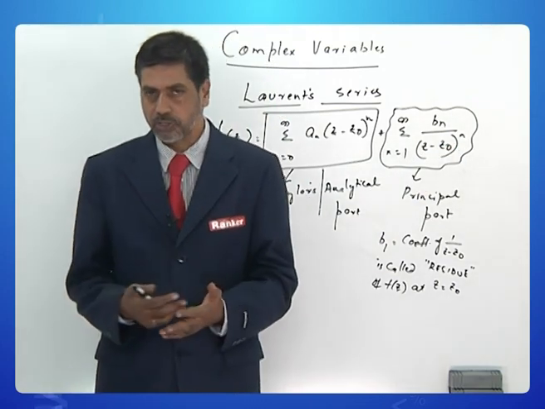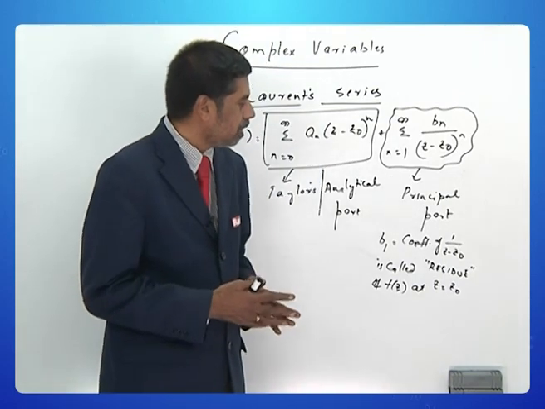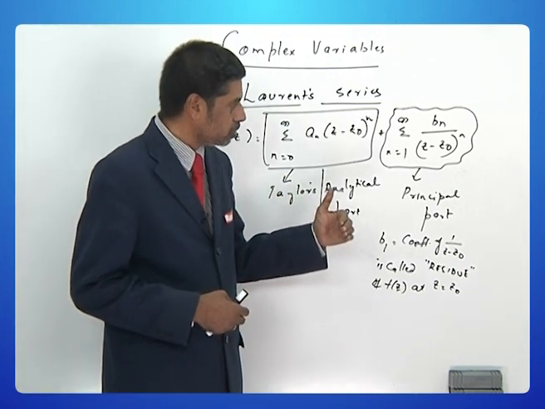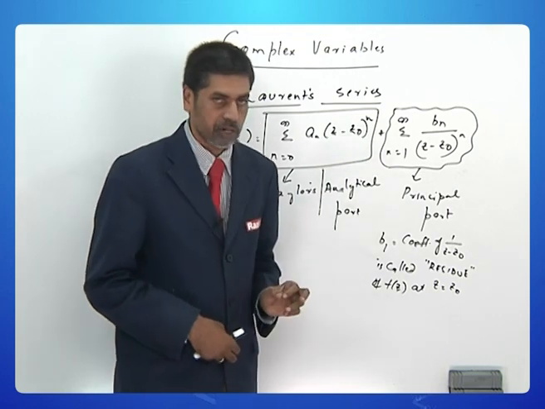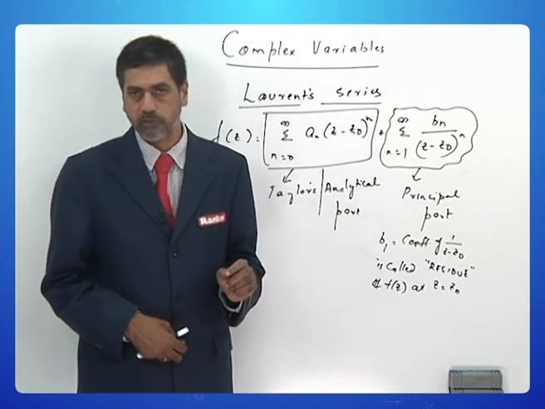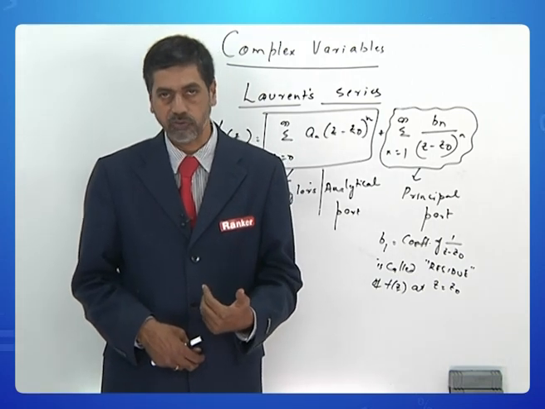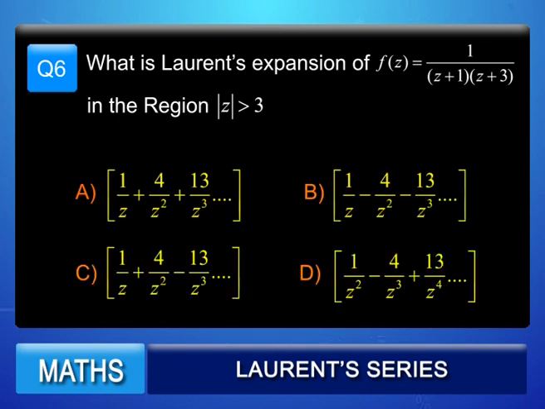So, before we come to the issue of pole and residue calculations, let us do a couple of problems on the Laurent's expansion. In this exercise, we wish to watch and see what is happening to the principal part, and there may be a couple of problems where we may have to talk about order of the pole, nature of the pole, and so on and so forth. Question number 6. What is the Laurent's expansion of 1 by z plus 1 into z plus 3 in the region mod z greater than 3?